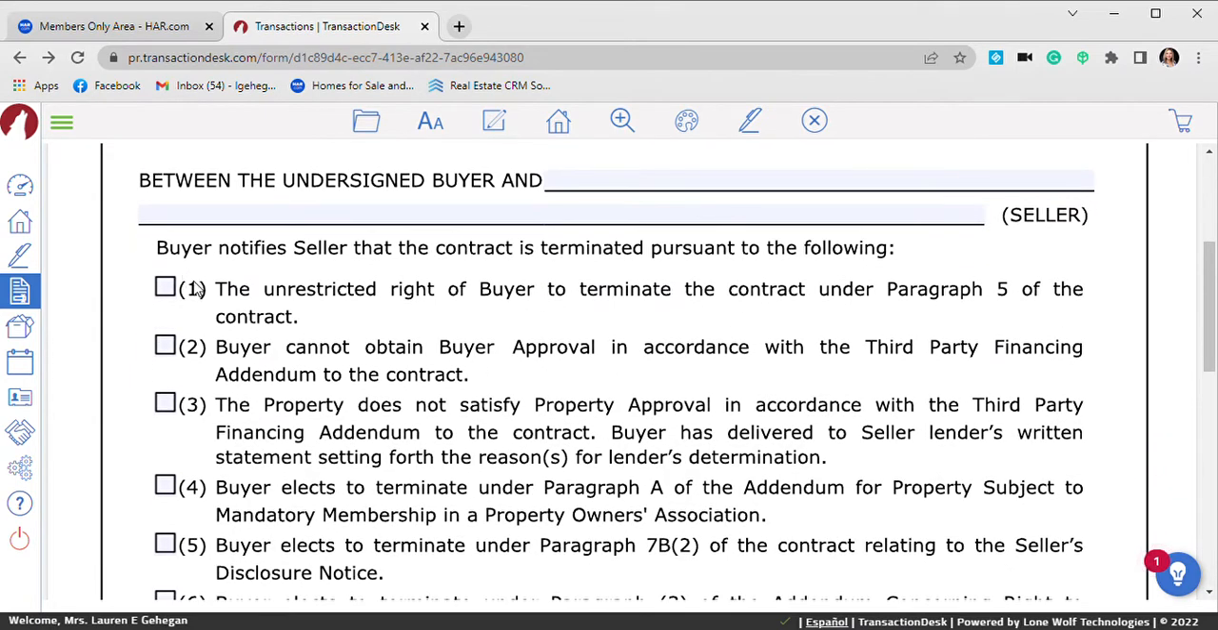So the first one is the unrestricted right of the buyer to terminate the contract under paragraph 5 of the contract. That specific paragraph is talking about the option period. They have the right to terminate at any point within the option period that they chose.